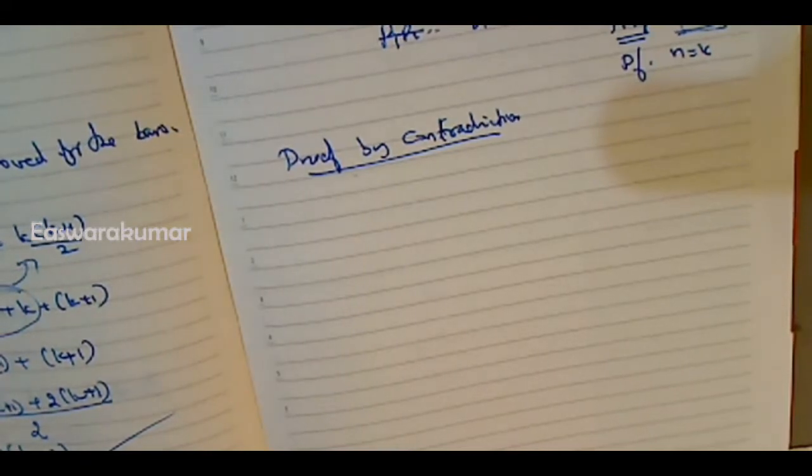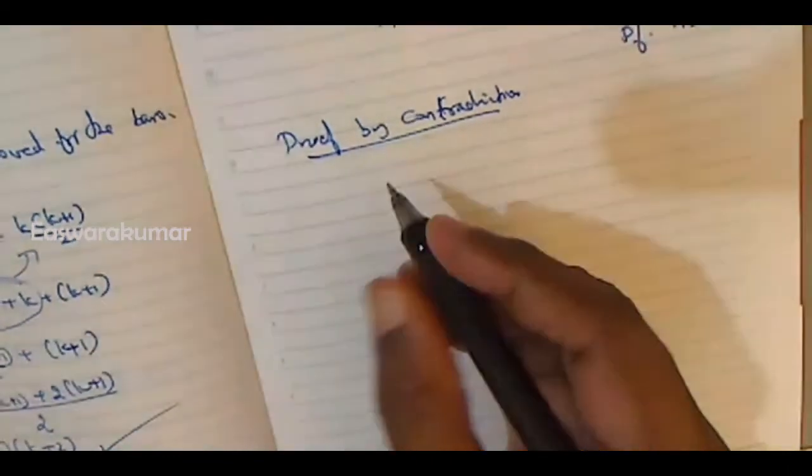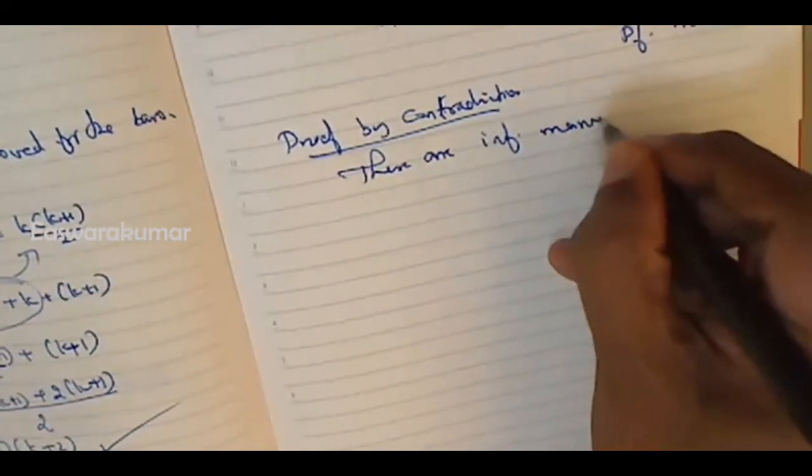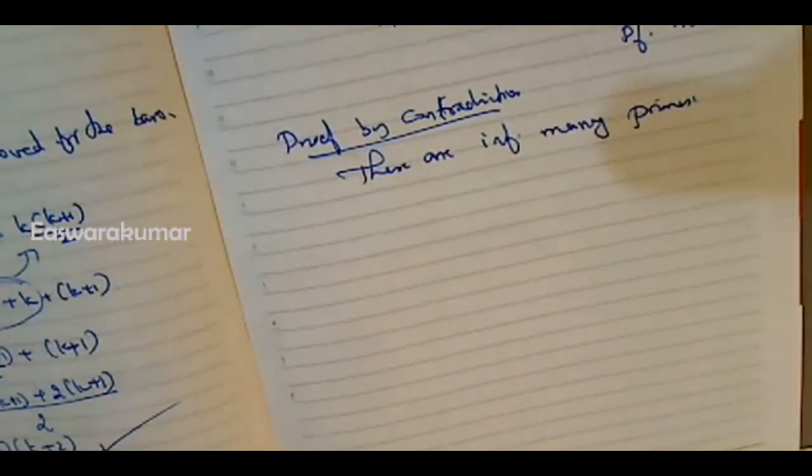Once again, I can take a small example and illustrate. The statement I am taking is: I want to prove that there are infinitely many primes. Primes means prime numbers. There are infinitely many primes, that means an infinite number of primes are available. This we have to prove. Here we are trying to prove it using the proof by contradiction technique.